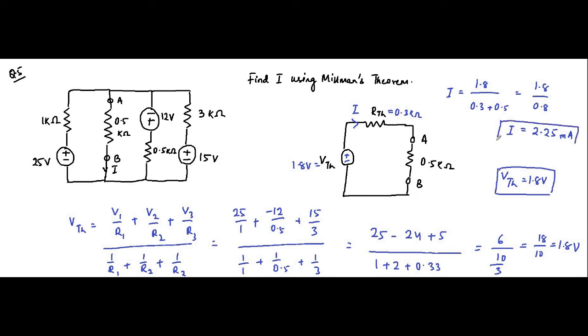This is 2.25 milliampere, because the voltage unit is volt and the resistance unit is kilo ohm, that's why the current unit will be milliampere. So this is the fifth question related to Millman's theorem which we have discussed.